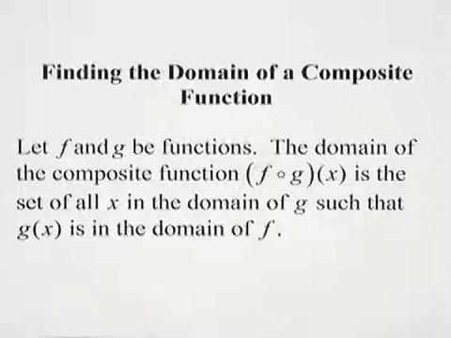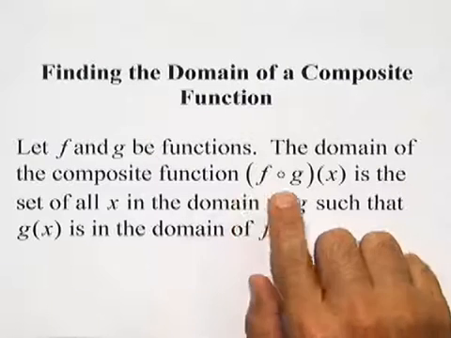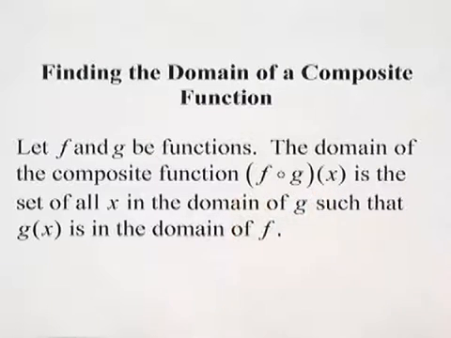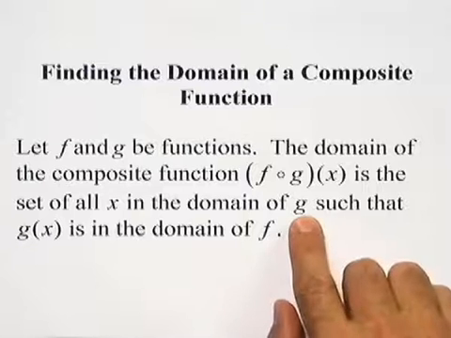Now that we know how to come up with a composite function, let's talk about the domain of a composite function. So let's let f and g be functions. The domain of the composite function, f of g of x, is the set of all x in the domain of g such that g of x is in the domain of f. Now the important thing to remember here is that the domain of the composite function will be a subset of the domain of g. Okay?